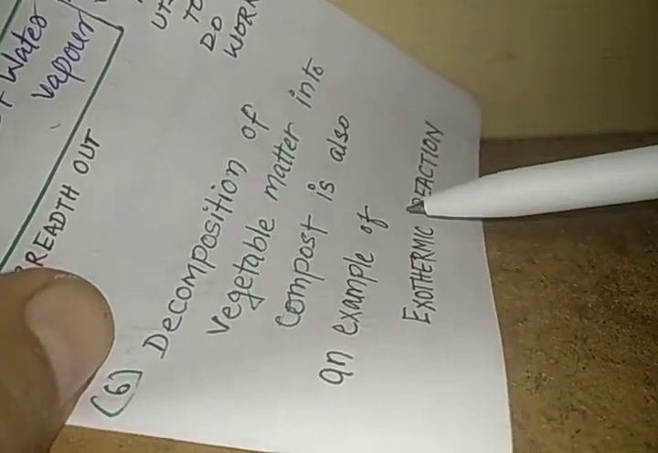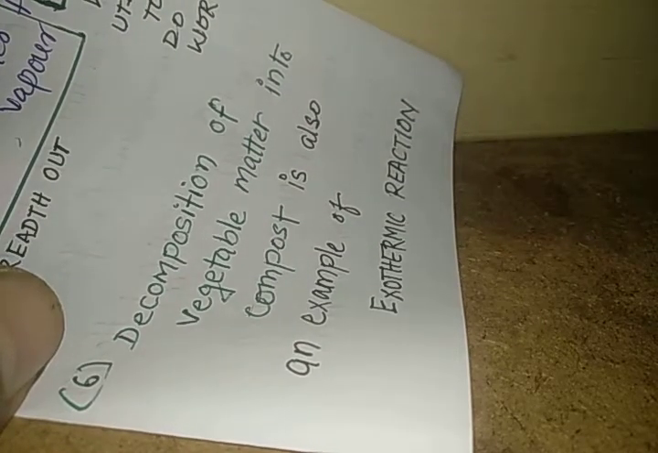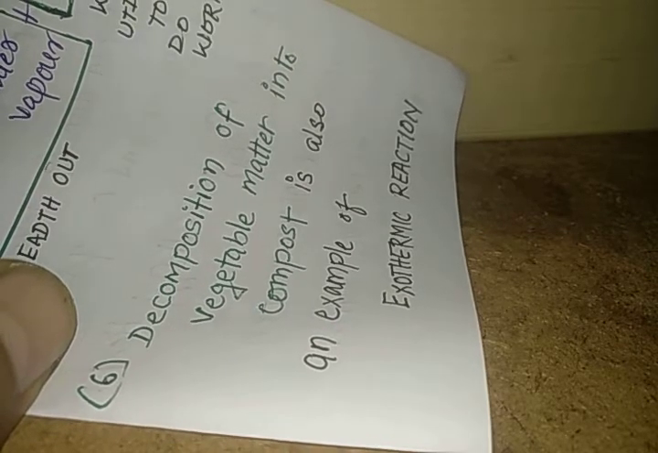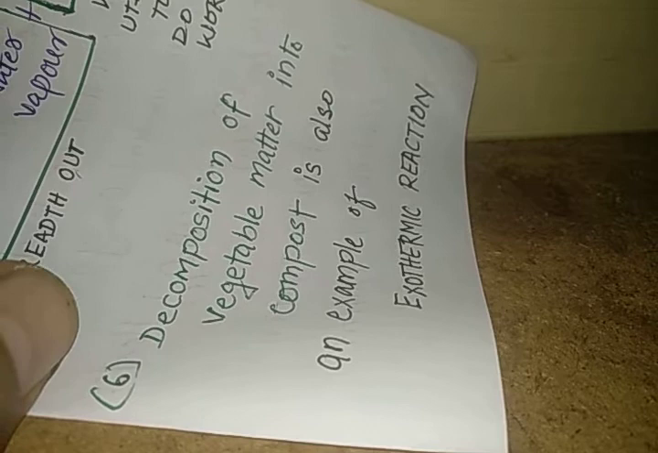Now we have the sixth example. Decomposition of vegetable matter into compost is also an example of an exothermic reaction. So, if we throw out something which is food or which belongs to vegetables, it decomposes by itself and produces energy. Many fungi, bacteria and other microorganisms get energy from this process. So, decomposition of vegetable matter into compost is also an example of an exothermic reaction.